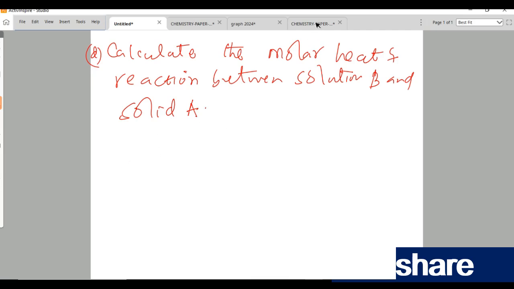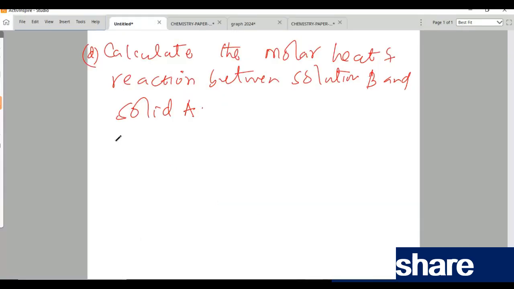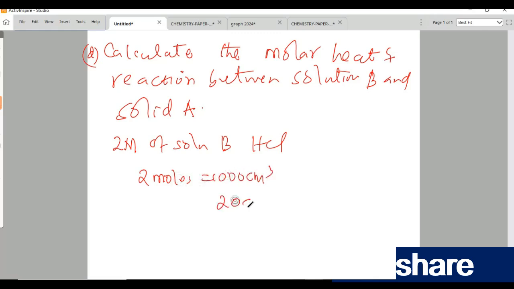Now we have already established here, we know that the molarity for solution B was 2 molar of solution B, HCl. So 2 is the number of moles in 1,000 centimeters cube. We will find out 20 centimeters cube is the one tumetumia, itakuwa na moles ngapi? 20 times 2 divided by 1,000 itakuwa 0.04 moles. So hizi ndio moles zenye zimereact. That is the number of moles which has reacted.